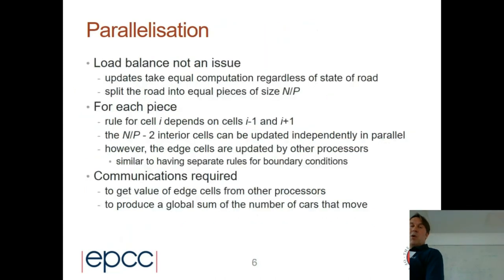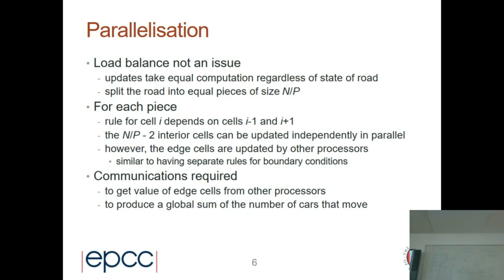The important point is, first of all, load balance isn't an issue. If you've been on the course Monday, Tuesday, you'll realize what this is. We can just split the road up into equal pieces, because in the naive way I've programmed it, if two processes have the same length of road, they spend the same amount of time calculating. So split the road into equal sides of size n over p, where n is the road size, 15, and p is the number of processes, maybe 3.